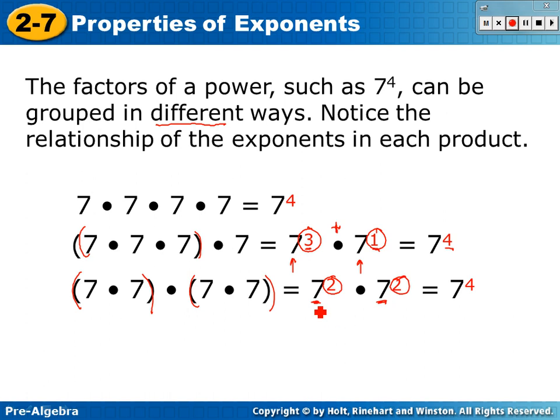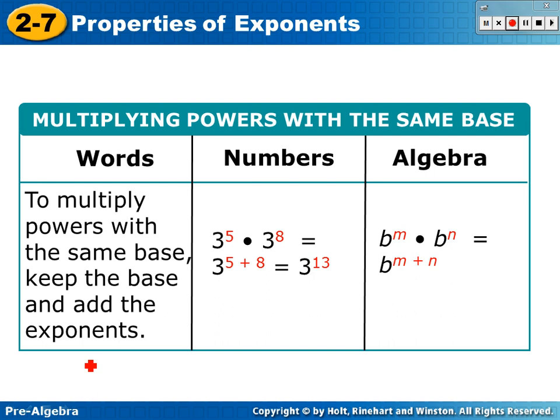So for instance, bases are same, both are 7. So we go 7 squared times 7 squared. All we do then is add the exponents. That's how we get our 7 to the 4th. So taking a look. Multiplying powers with the same base. Now this might be good to put in your guided note or your quad notebook here. To multiply powers with the same base, keep the base and add the exponents.